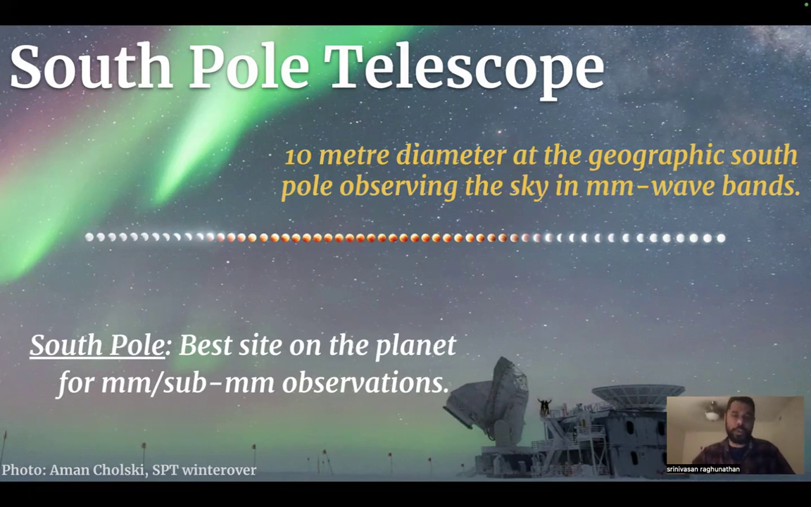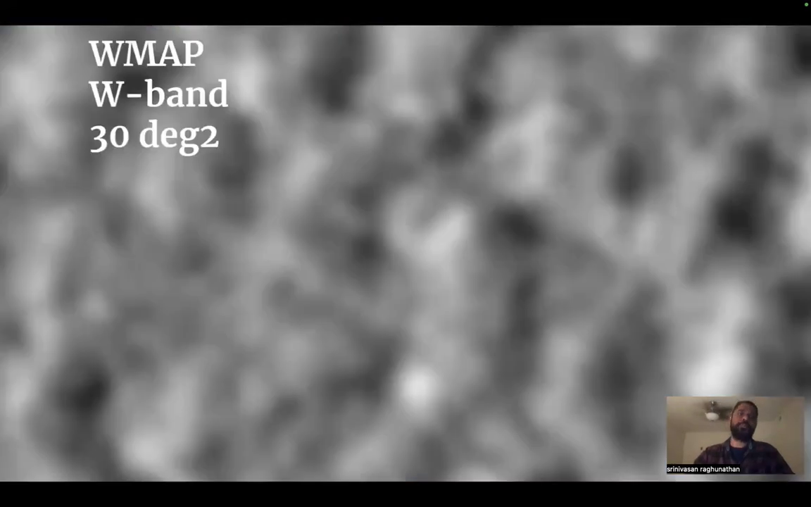Here is a picture of the South Pole Telescope. This is a really beautiful picture taken by our winter-over, Aman Cholsky. What you're seeing here is basically a time lapse of an eclipse that happened. You can also see the beautiful Southern Lights, Aurora Australis. This is a really great site to do millimeter wave observations.